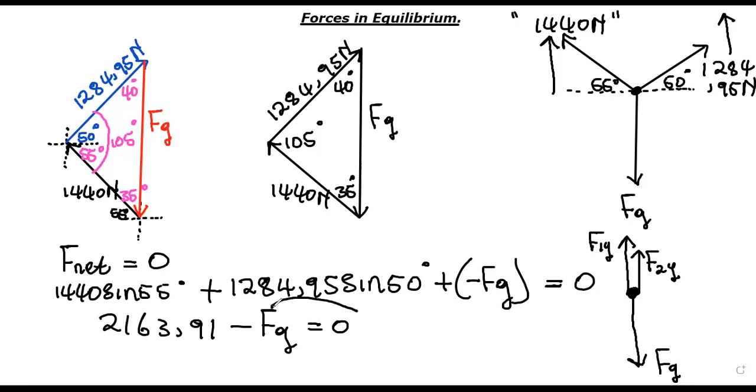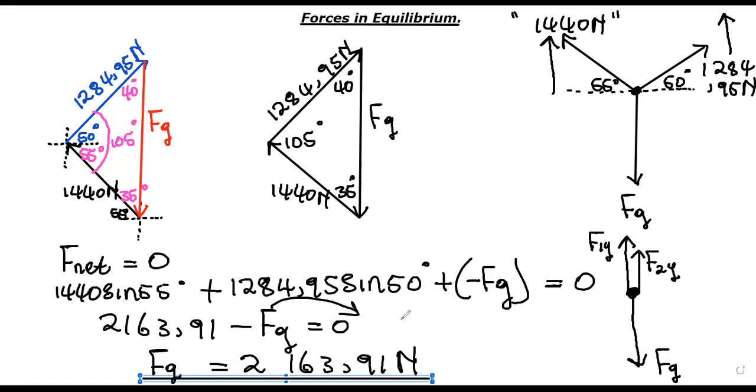Then if you take gravitational force to the right, it's going to become positive. So this means the magnitude of the weight will be 2,163.91 newtons. And then your happiness is complete. The most important thing, gravity is a vertical force. So we only consider vertical forces. Over and out.